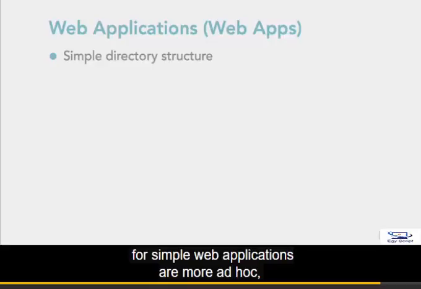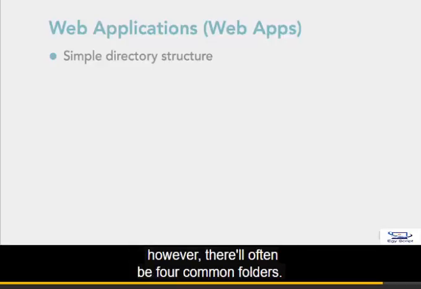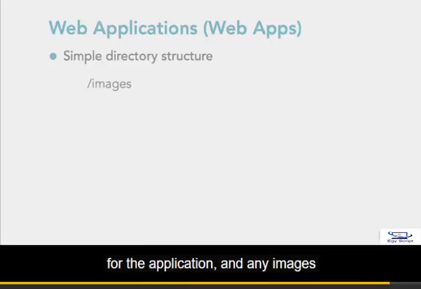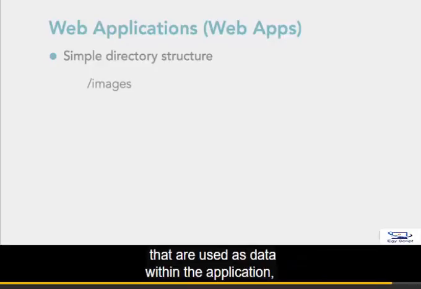While MVC typically enforces a standardized folder structure specific to the framework, the folder structures for simple web applications are more ad hoc. However, they'll often be 4 common folders. An images folder is used to hold all images for the application, and any images that are used as data within the application, such as profile pictures which were uploaded.